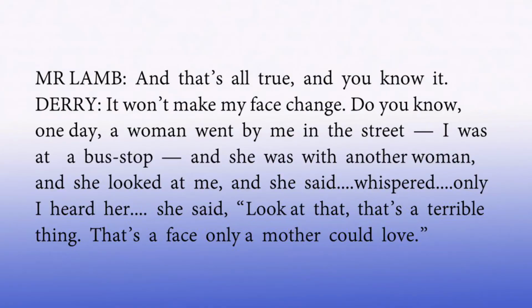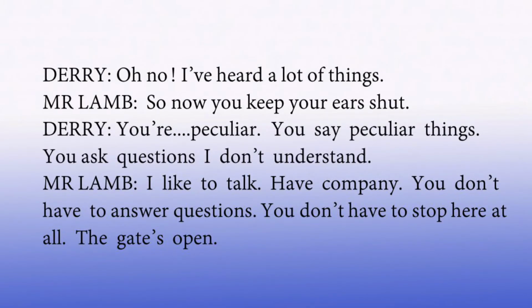So he is narrating a small incident when he met a lady at a bus stop, and that lady was with another lady, and when she looked at Derry, she started whispering something to that other lady. So he heard what she whispered, and what did she say? She said, look at that, that's a terrible thing. She was feeling pity for this boy because of his face, and she was saying that's a face only a mother could love. And he felt very bad when he overheard it. Derry: Oh no, I've heard a lot of things, and he keeps telling Mr. Lamb that these are the kinds of comments he keeps hearing every time.